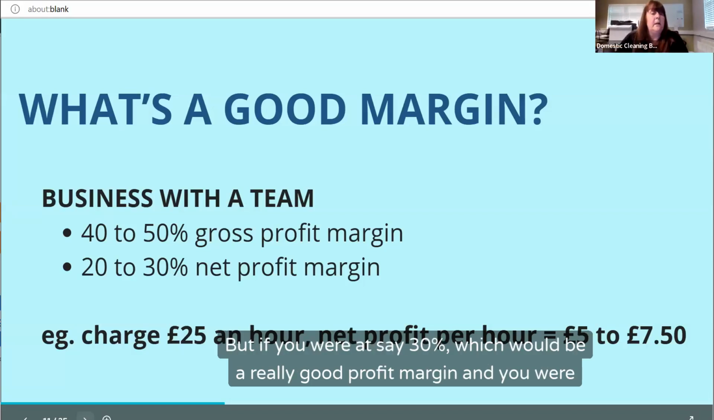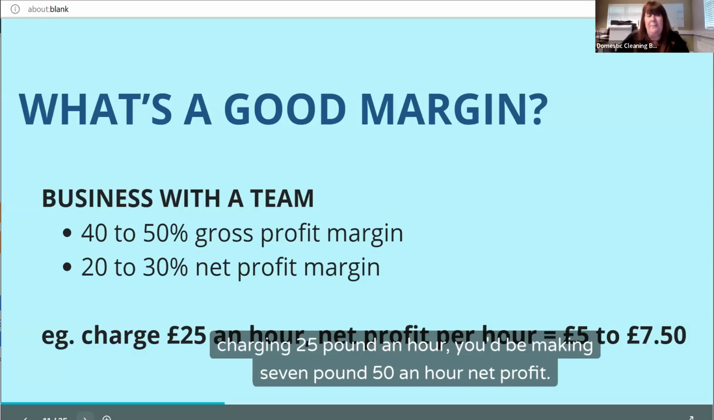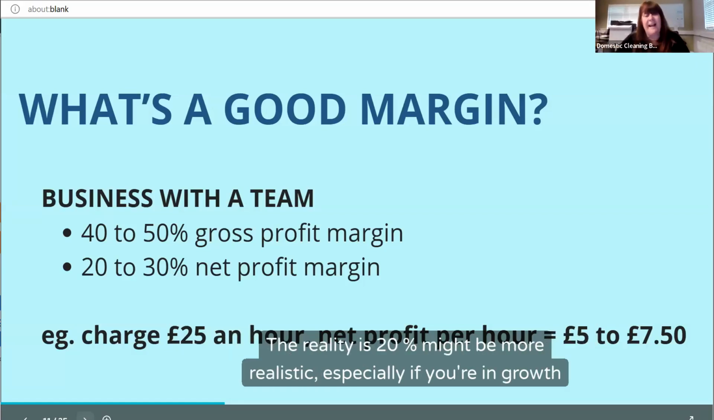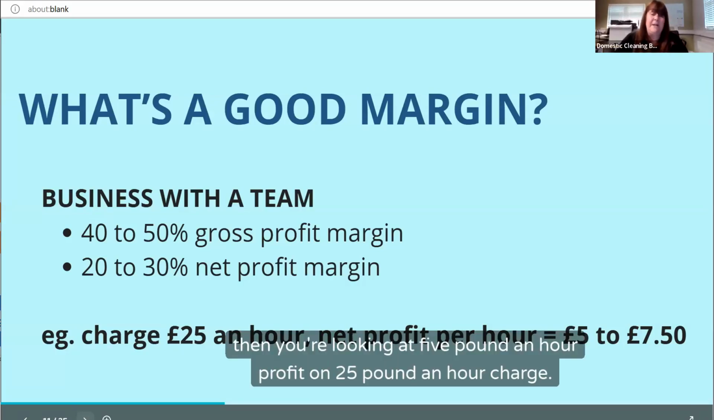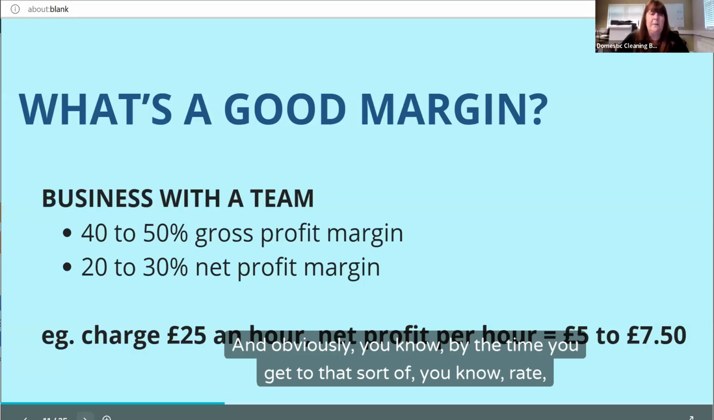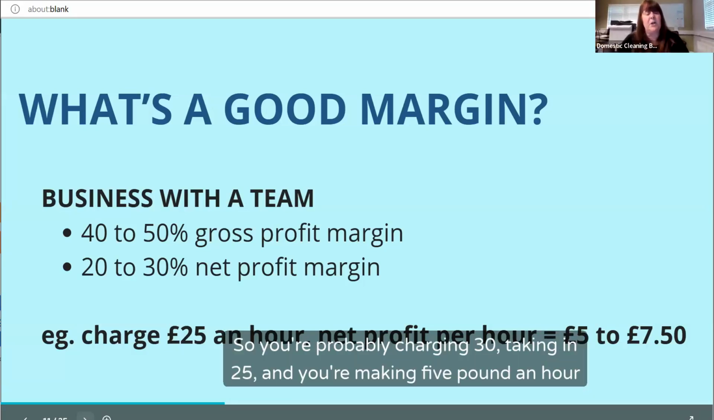But if you were at, say, 30%, which would be a really good profit margin, and you were charging £25 an hour, you'd be making £7.50 an hour net profit. The reality is 20% might be more realistic, especially if you're in growth mode or building a team to help you run the business as well as deliver the service. So then you're looking at £5 an hour profit on £25 an hour charge. And obviously, by the time you get to that sort of rate, you're usually looking at VAT. So you're probably charging 30, taking in 25, and you're making £5 an hour profit.